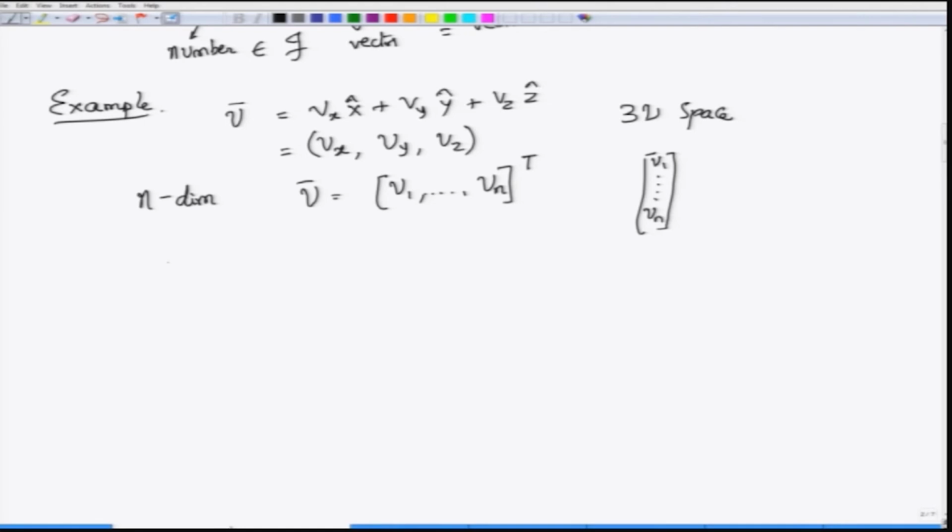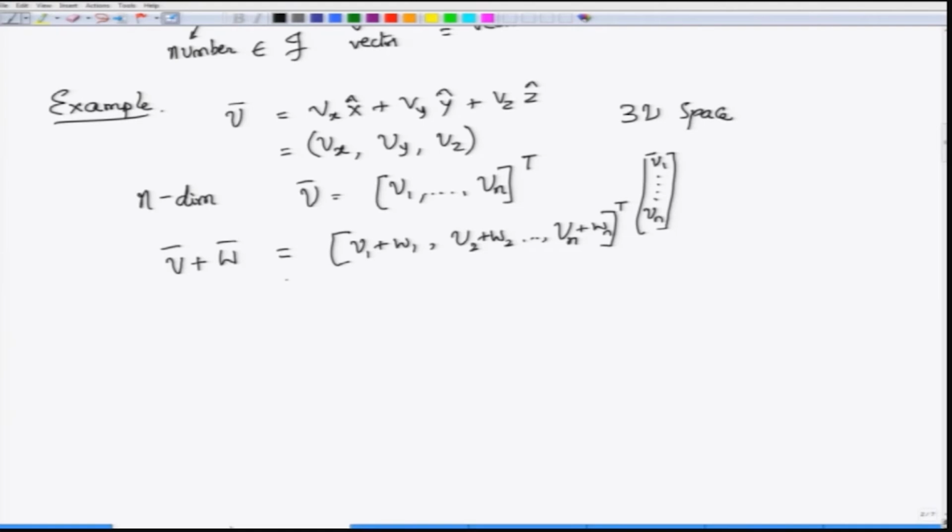Okay. How do I add 2 vectors in this vector space? Let us say V and W are 2 vectors. Okay. I can add them component wise, that is the new vector will be given by V1 plus W1, that is the first component, V2 plus W2 and so on up to Vn plus Wn. Clearly both V and W must be of the same size for me to add them, and there is a transpose operation sitting on top of it.